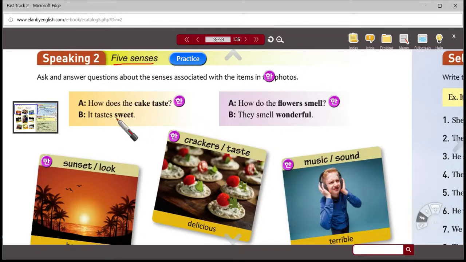So the example, how does the cake taste? It tastes sweet. So you're describing the cake as sweet. It doesn't look sweet or sound sweet. It tastes sweet. How do the flowers smell? They smell wonderful. So again, we're looking at another sense, the sense of smell. And we're going to talk about many different descriptions here.